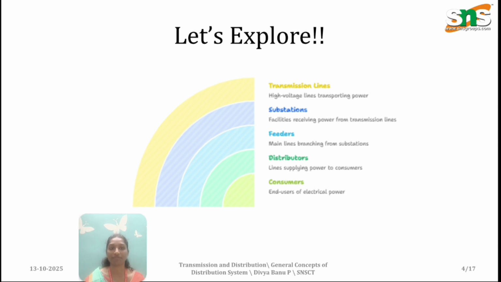Next, from the substation, power is given to the feeder, the main line that branches from the substation. From the substation, the distribution part starts. The intermediate part is the feeder. Then comes the distributor, which is the line supplying power to the consumers. Who are the consumers? Consumers are ourselves, the end users who use the electric power. So this is the flow from the transmission line part to the distribution part.